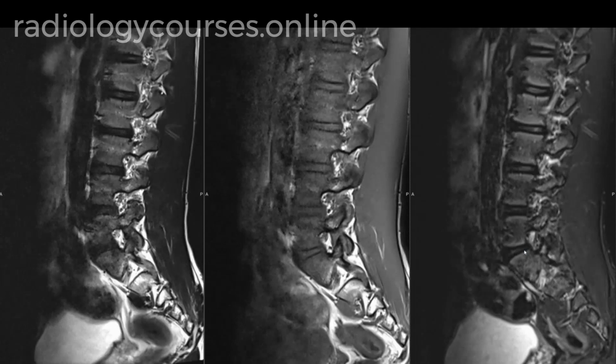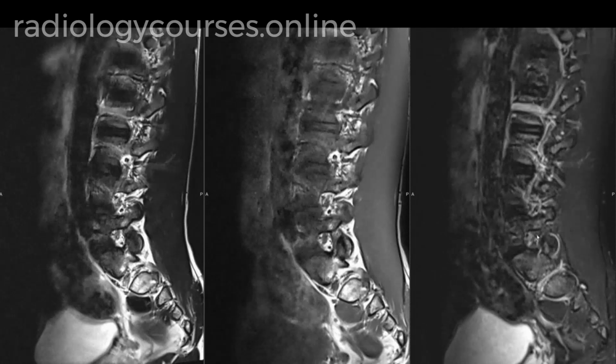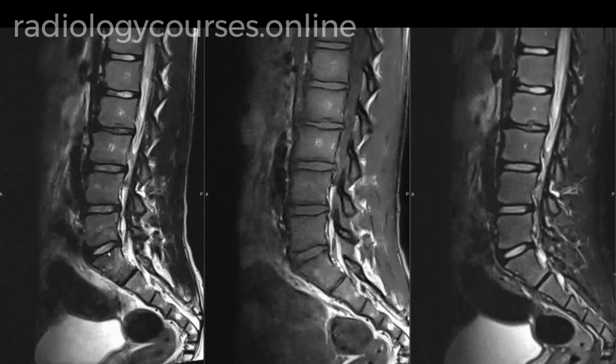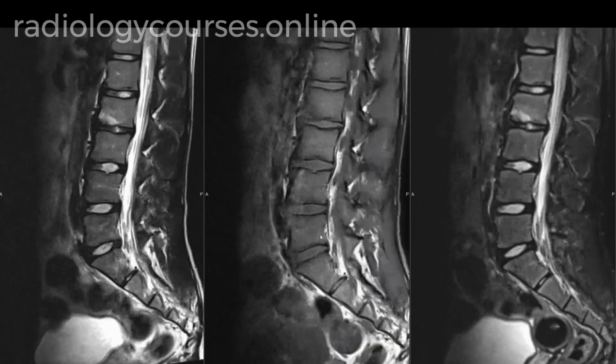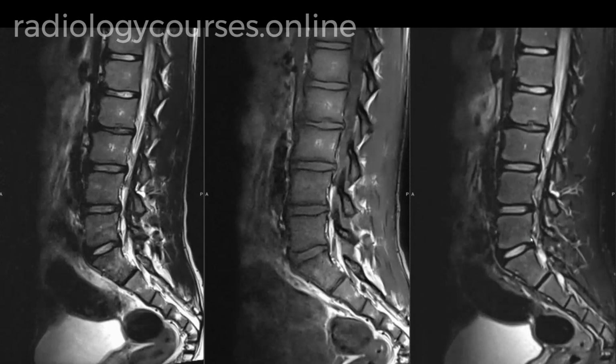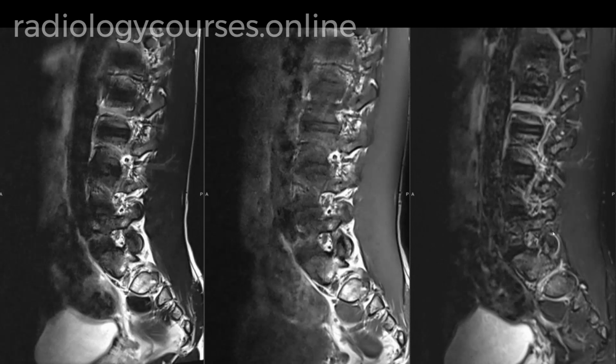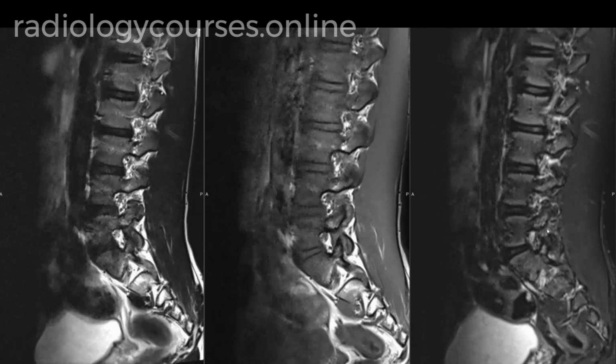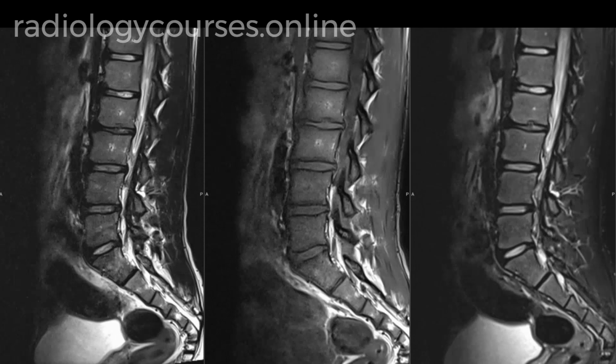So these features are suggestive of impending fracture, hence it needs to be treated conservatively to make sure the pars stress edema does not progress to fracture and listhesis.